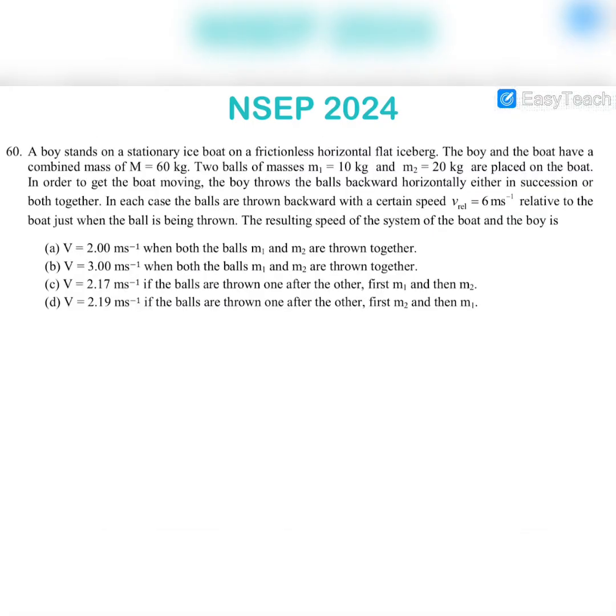In this question you can see that a boy stands on a stationary ice boat that is placed on a frictionless horizontal flat iceberg. This boy and the boat have a combined mass of 60 kg. Let us assume only that there is no boat and there is only a boy. Let us delete the boat and assume only a boy that is standing on a skateboard. So the mass of the boy is 60 kg.